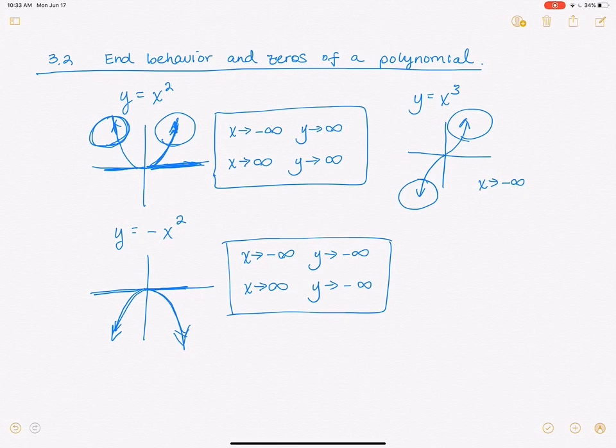What's y doing as x gets smaller and smaller and smaller? Well, y is getting smaller and smaller too. So y is going to negative infinity. And as x goes to positive infinity, you can see that y is getting bigger and bigger and bigger. So y is going to positive infinity.